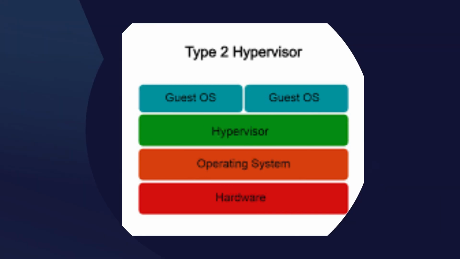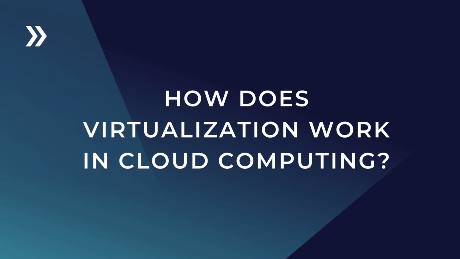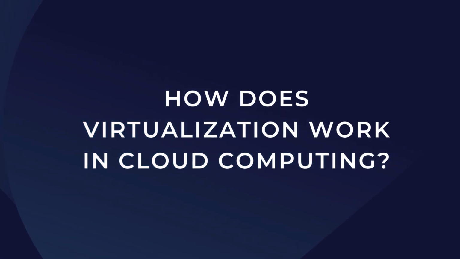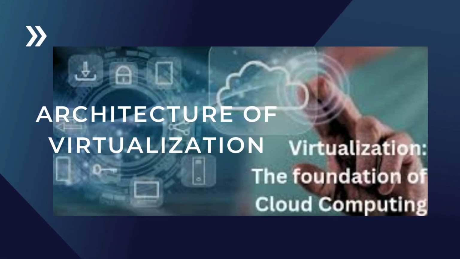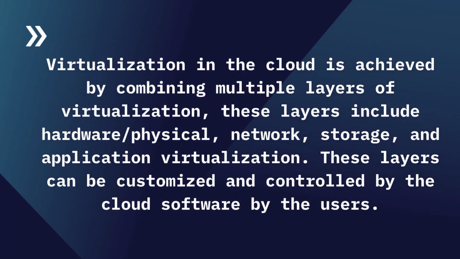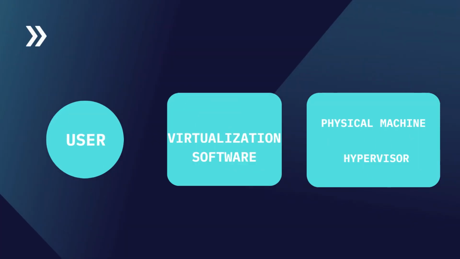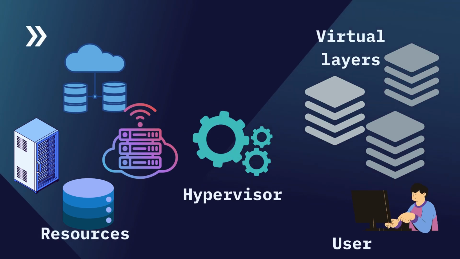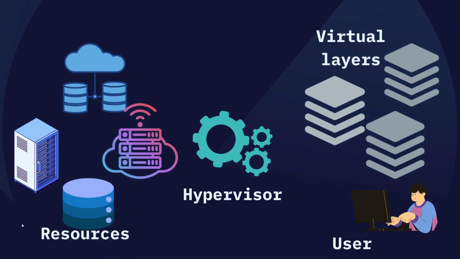How does virtualization work in cloud computing? Architecture of virtualization. Virtualization in the cloud is achieved by combining multiple layers of virtualization. These layers include hardware or physical, network, storage, and application virtualization. These layers can be customized and controlled by the users through the cloud software.